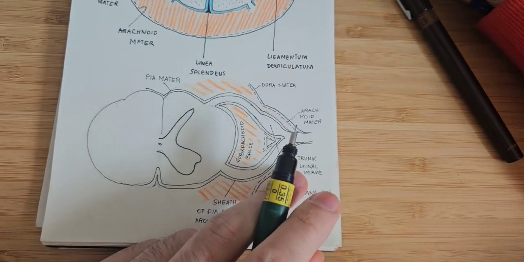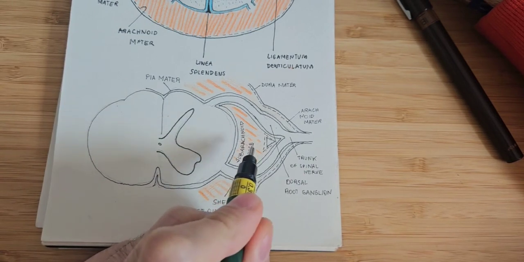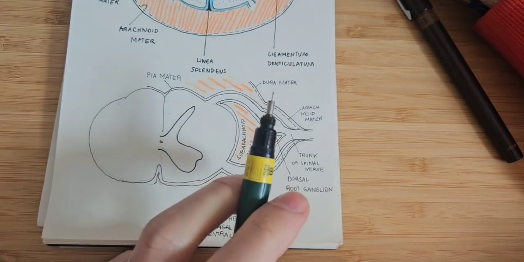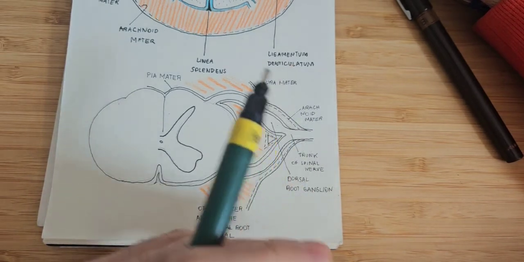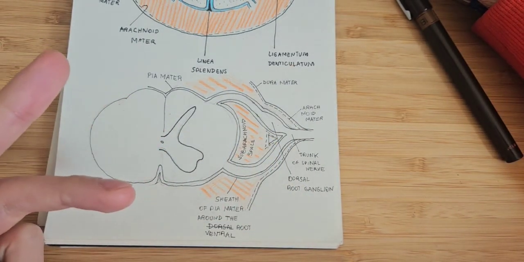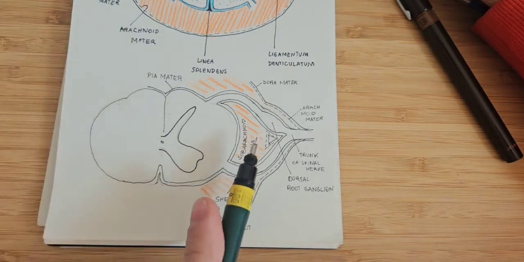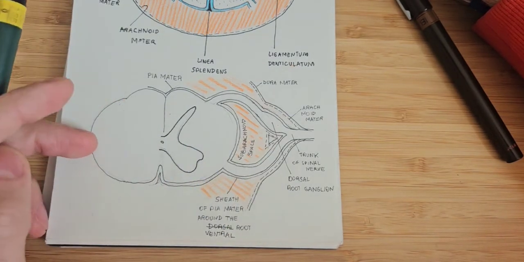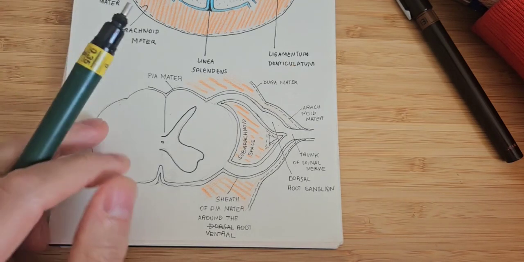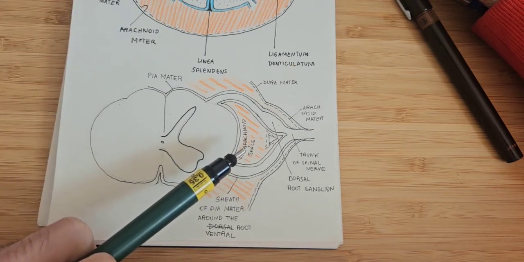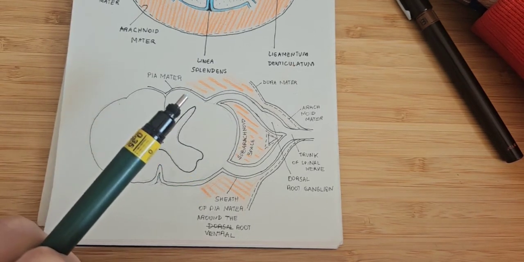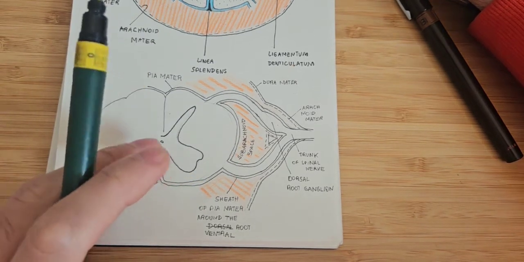Then we have this subarachnoid space, which is this space right here. Okay, subarachnoid space is basically a fluid-filled space that is located between the arachnoid mater and the pia mater, and the fluid that circulates in this area is basically the cerebrospinal fluid.